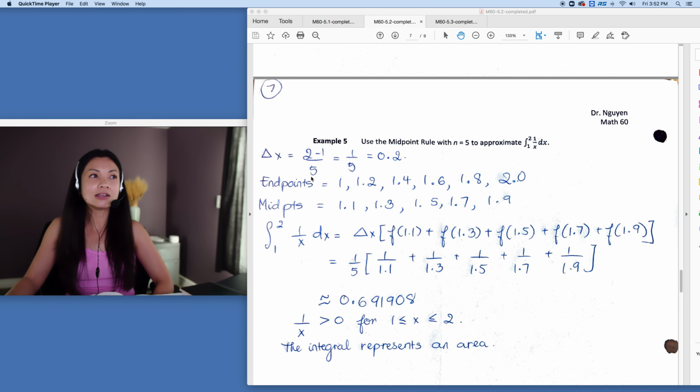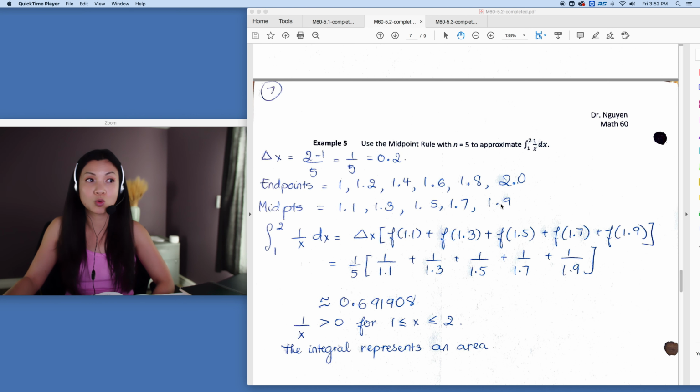So you see right here, I have the endpoints. Okay, first of all, same thing. We calculate delta x. We get the endpoints, and we get the midpoints. So pretty much I just get the midpoint of each subinterval. So that's how I come up with 1.1, 1.3, 1.5, 1.7, 1.9.